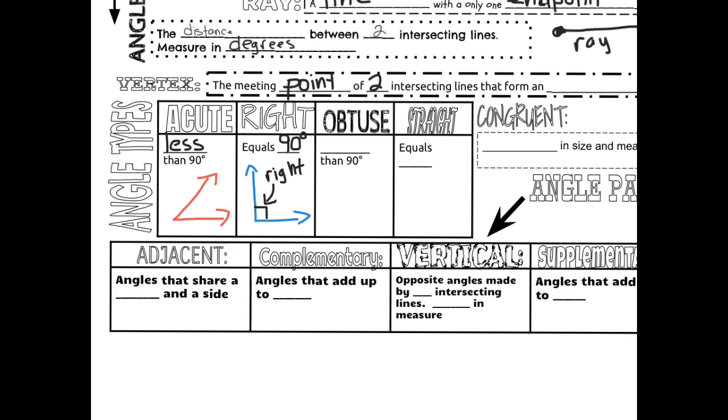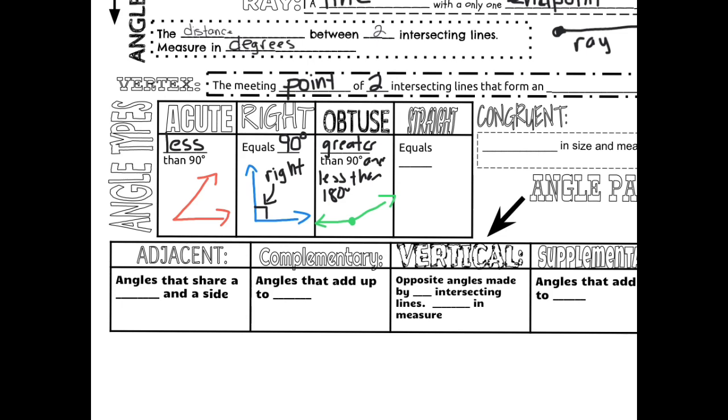Our obtuse angle is going to be one that is greater than 90 degrees. And the piece that you might want to add in here is that it has to also be less than 180 degrees. Okay, so it's going to be greater than 90 and less than 180, so it's going to be between the two. It's almost like taking a right angle and just tipping it a little bit further. So that's what our obtuse angle would look like.